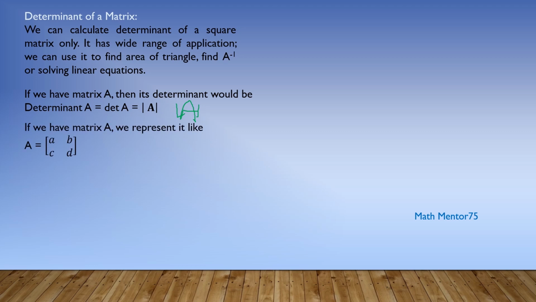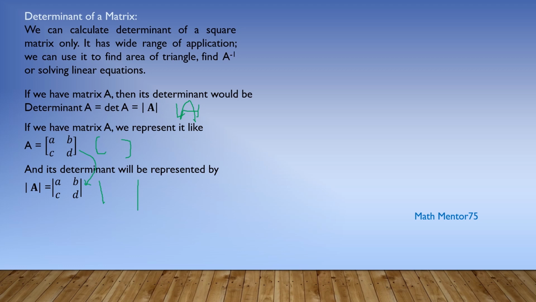If we have a matrix A, the elements may be whatever, we are just writing the alphabets A, B, C, D. Its determinant would be written as two straight lines, and the matrix is represented by the square brackets like this, but in determinant we put those lines straight, vertical. This is the difference between writing a matrix and a determinant.